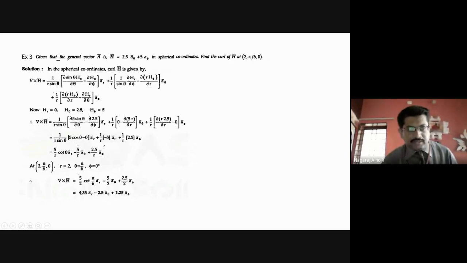Then if we simplify this, we get 4.33 A R bar, that is cot of pi by 6 into phi by 2, is 4.33 A R bar, minus phi by 2 is 2.5 A theta bar, plus 2.5 by 2 is 1.25 A phi bar. This is the equation of the curl of H bar. Okay. Note down the steps quickly, students. Note down the steps quickly, please.